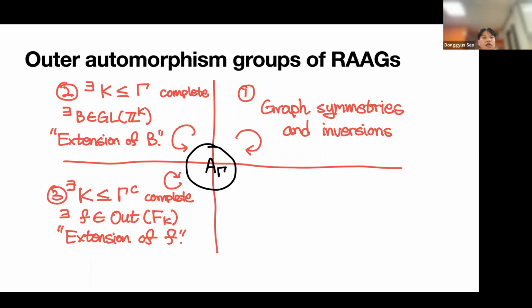Okay, so actually in the second and the third type, the existence is not so difficult. I mean, we can define some pre-order on the vertex set of gamma, and this gives equivalence classes, and K is just one of the equivalence classes.